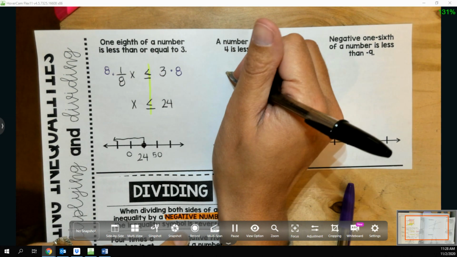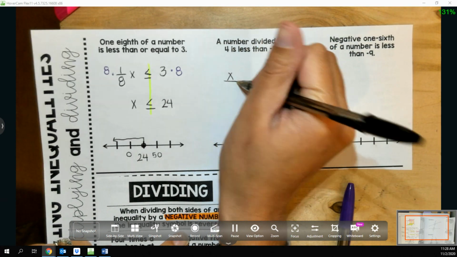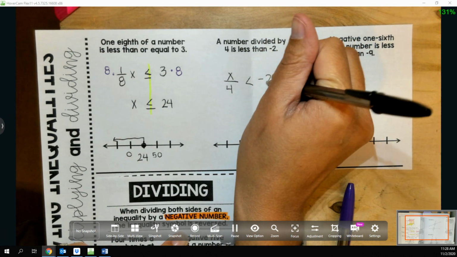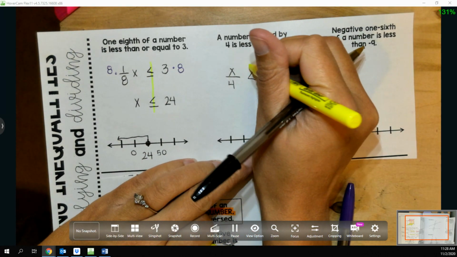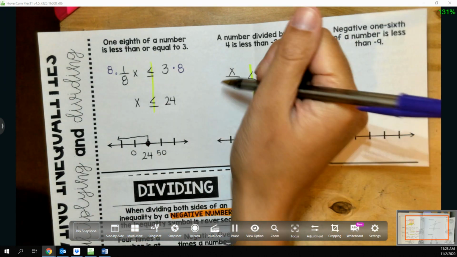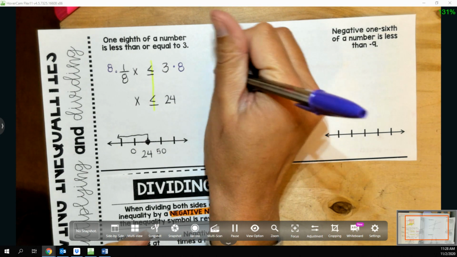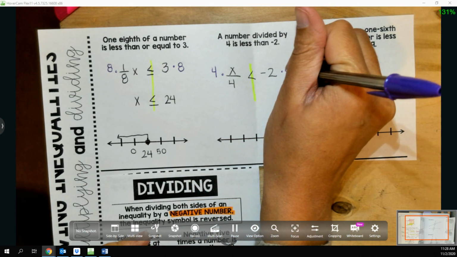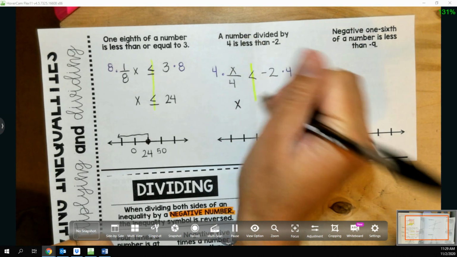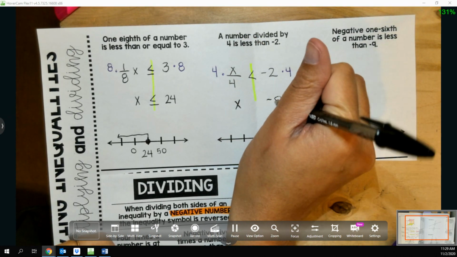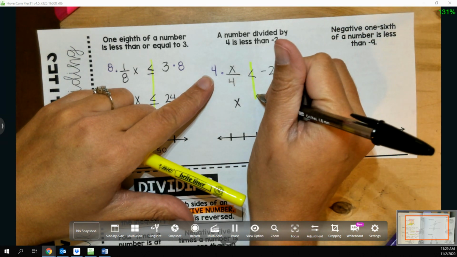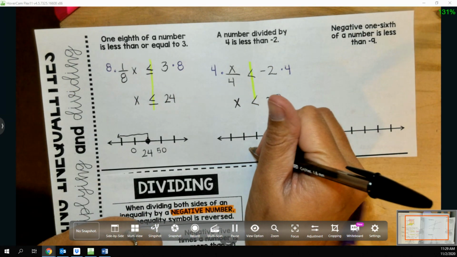Next, a number x divided by 4 is less than -2. So I put in my sides. To get x alone, it's being divided by 4. So to undo divide by 4, I'll times both sides by 4. And so when I simplify, I get x. When I simplify over here, I get -8. And I did not multiply both sides by a negative, so I do not change the sign. Okay, so I put -8.